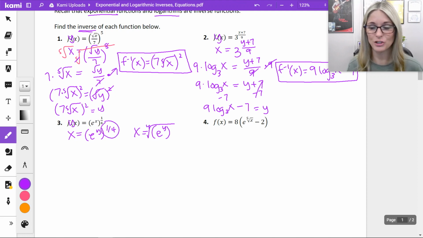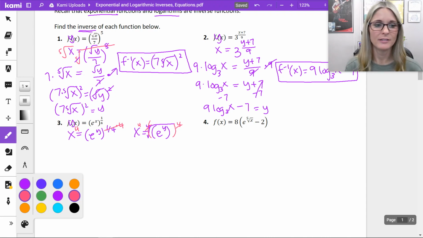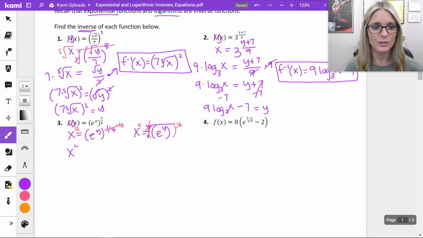Remember, a rational exponent is the same as a radical. You can do that. In either case, we are going to raise it to the fourth power on both sides. Whichever notation you prefer, I'm going to use the same inverse operation to cancel it out. So raising it to the 4th power on both sides, we have x to the 4th equals e to the y in either scenario.